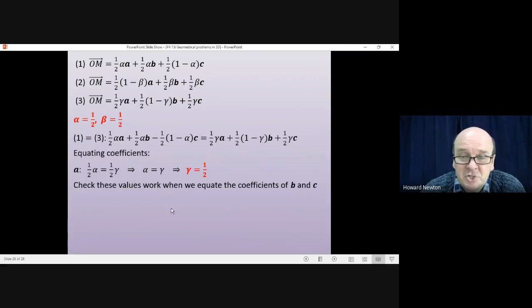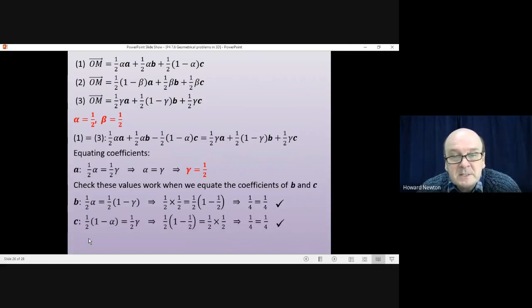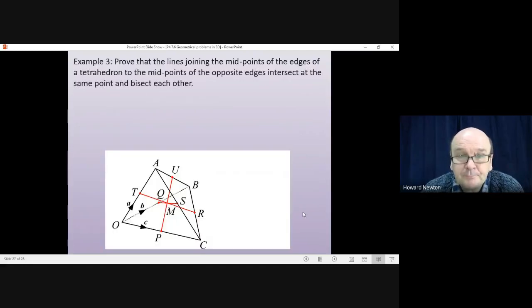Good idea just to check that all works when we look at the coefficients of b and c. So looking at the coefficient of b, I get a half alpha equals a half into 1 minus lambda. Substituting in a half for all of them gives me a quarter equals a quarter. Looking at the coefficients of c, again, if I put in a half for both of the values, I get a quarter equals a quarter, which is true, so all is well.